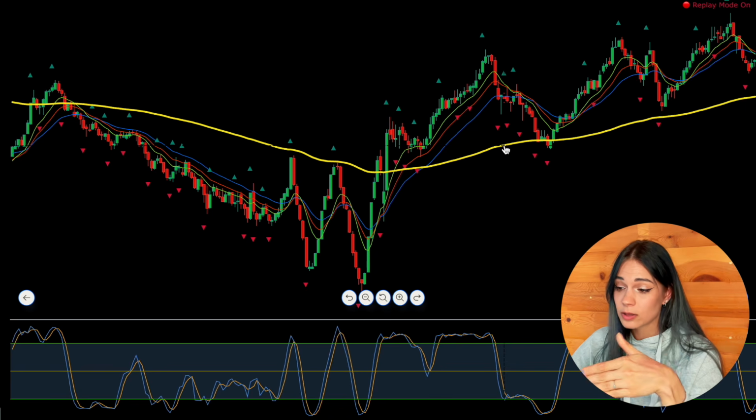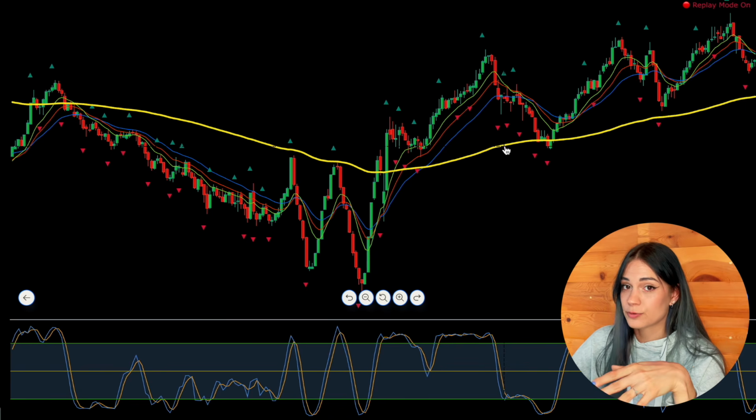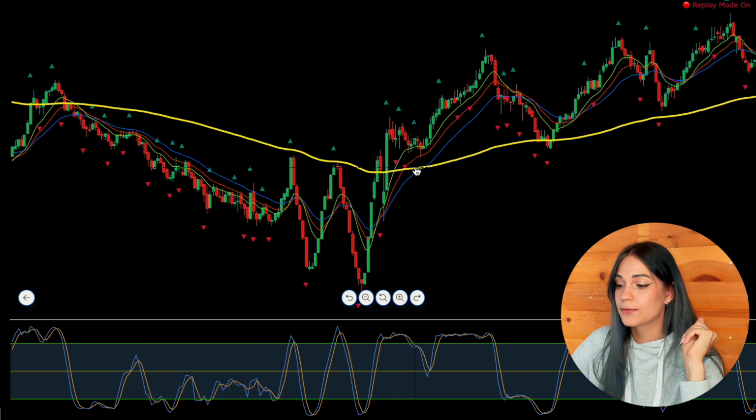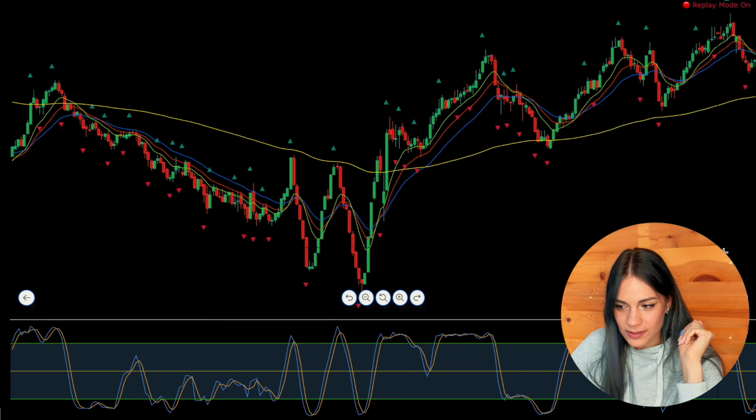If the price is lower than the EMA, that means we can open deals only for a downtrend. If the price chart is higher than the line of the EMA, that means we can open deals only for an uptrend. Now, let's look at the perfect example right here.